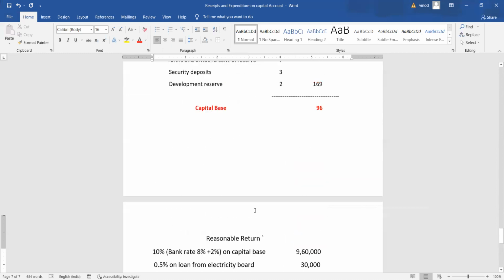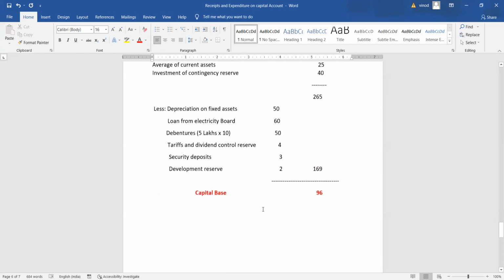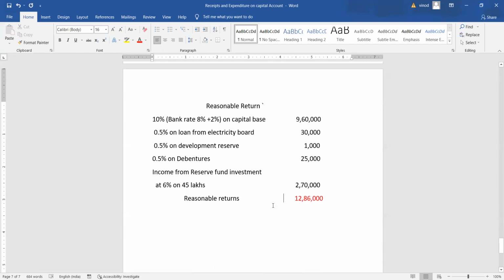Students, you should try to understand what the capital base is, the proforma, and what should be added and what should be deducted. Then the calculation of reasonable return. We can simply find out the reasonable return.